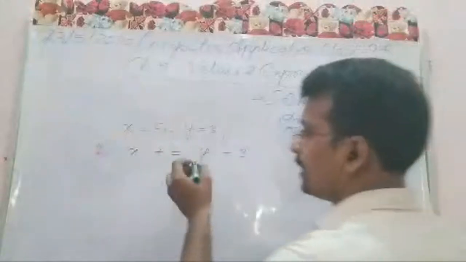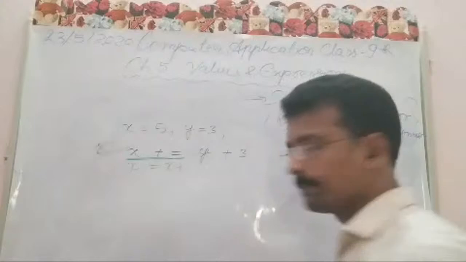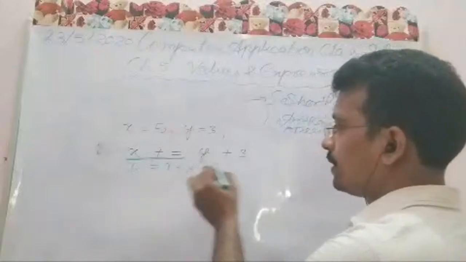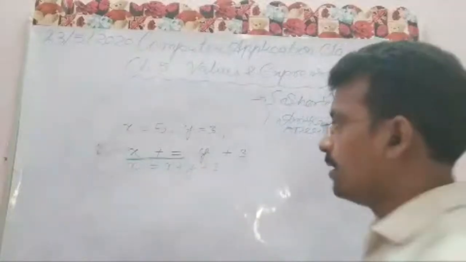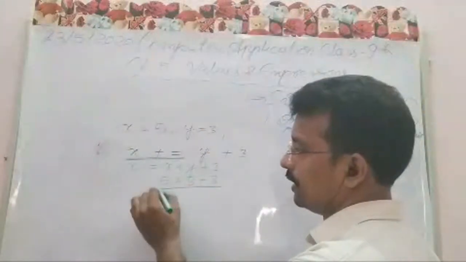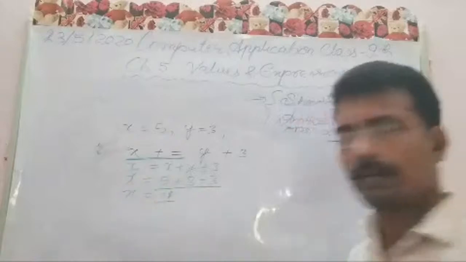Any idea? See, when your expression is given this way, the first work is to expand it. How will you expand? The expanding procedure of x plus equal to y is x equal to x plus, and after that whatever is there will be written the same way, so y plus 3. Easier? Now you will put the values. X's last value is 5, y's last value is 3, and 3 is already there. 5, 3, 8, 3, 11. So the new value of x will be 11. Interesting? Sure? Okay.